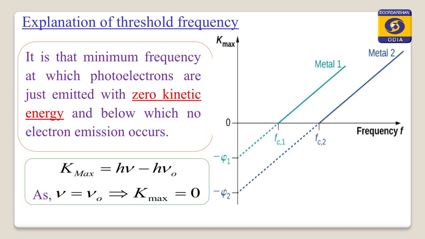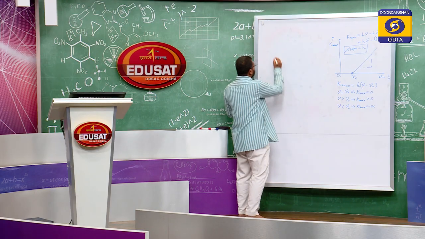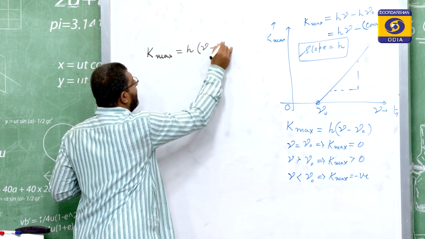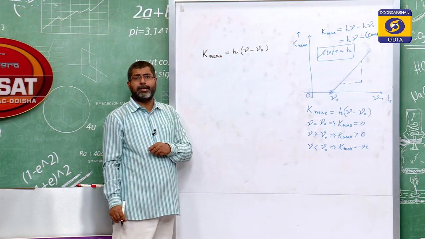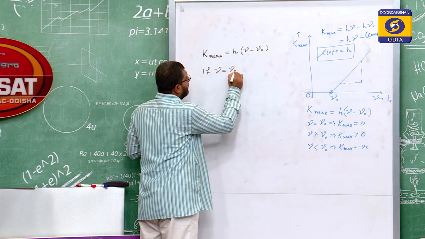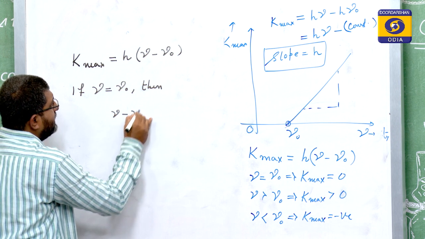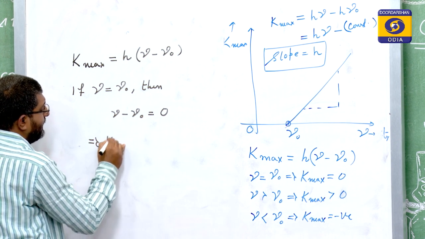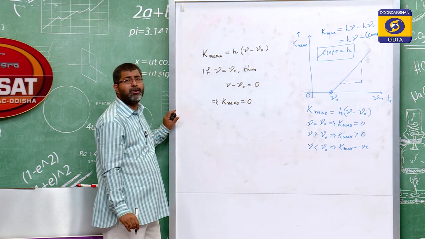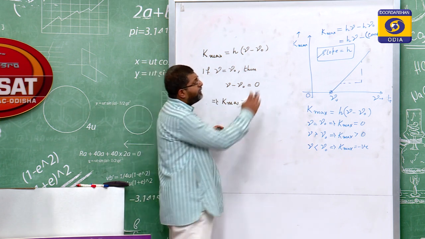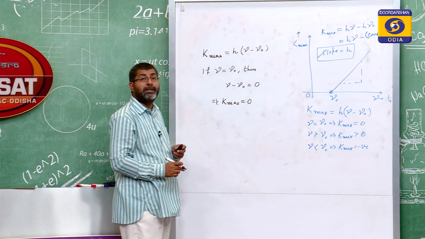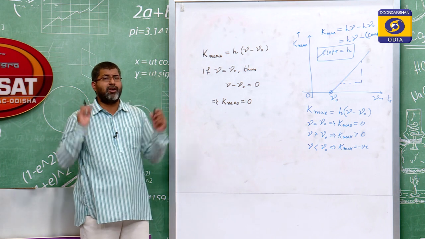Now, come to the expression K max equals h (nu minus nu 0). Now, if nu equals nu 0, then nu minus nu 0 equals 0, which implies K max equals 0. That is, electrons are emitted with zero kinetic energy. See the graph here. The graph between K max and nu starts from nu 0, because for nu less than nu 0, the kinetic energy becomes negative, and this negative kinetic energy does not have any significance.